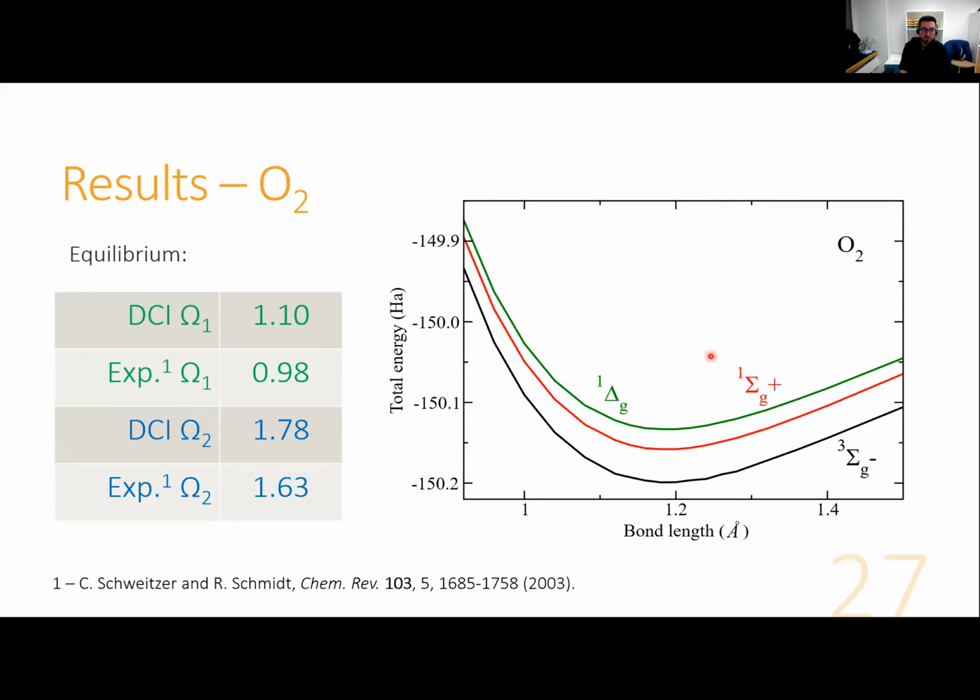O2 is another dimer to dissociate. O2 is a little different. It has a triplet ground state and then 2 low-lying singlet excited states. My results are here. The results are in pretty good agreement with experiment.